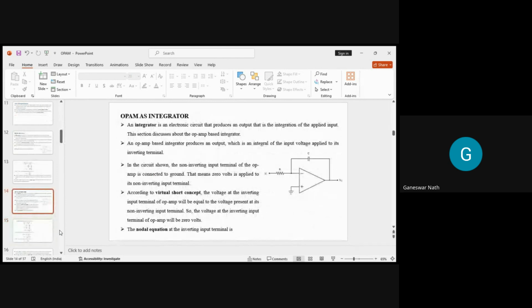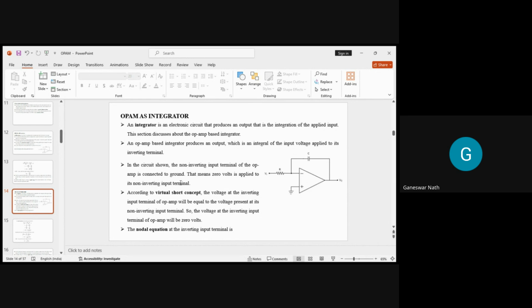Similarly, the op-amp integrator. Like the differentiator, we can also get an integrator circuit. An integrator is an electronic circuit that produces an output that is the integration of the applied input. This section will discuss the op-amp based integrator. Now, this is a simple integrator. You can find there is a capacitor connected between the input and output terminal. The base terminal is grounded, and a resistor is connected.